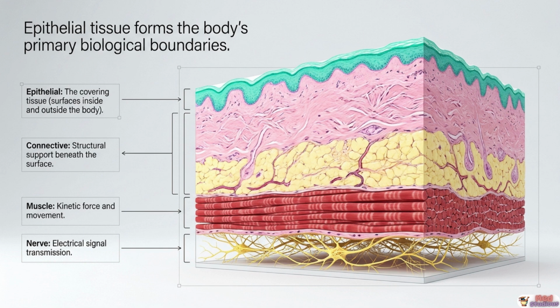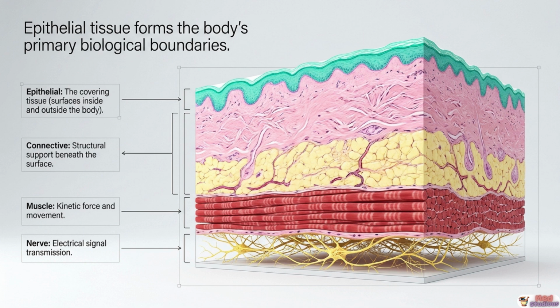And epithelial tissue, our focus today, is the body's primary covering and lining material, found on surfaces both inside and outside the body. Think about that for a moment. Every external surface you can see, your skin, is epithelium. Every internal surface you cannot see, your gut lining, your blood vessel walls, your kidney tubules, your lung air sacs, is also epithelium. This tissue is literally everywhere.